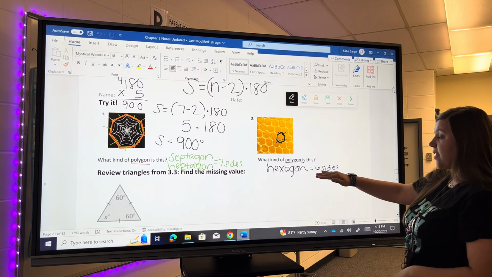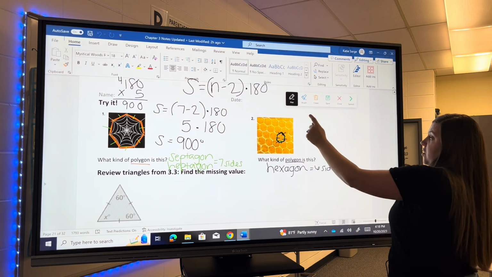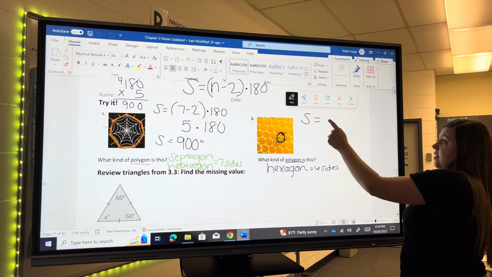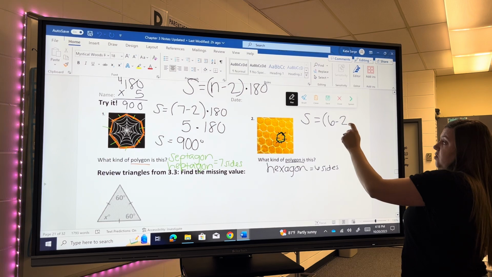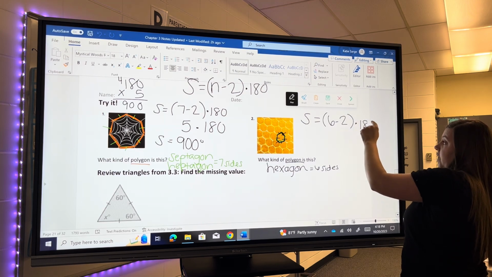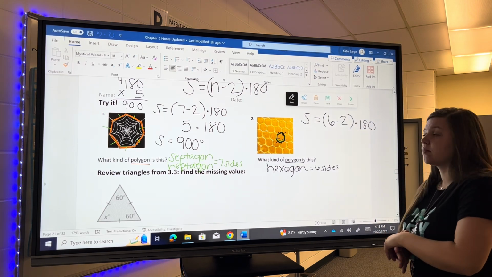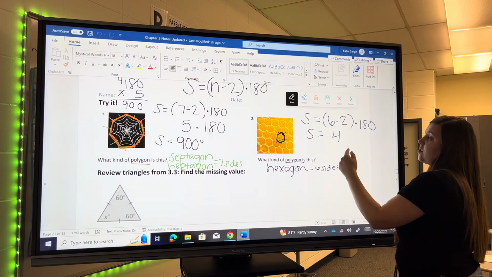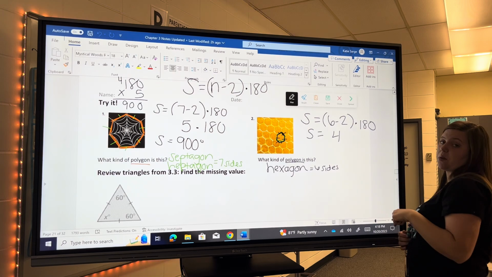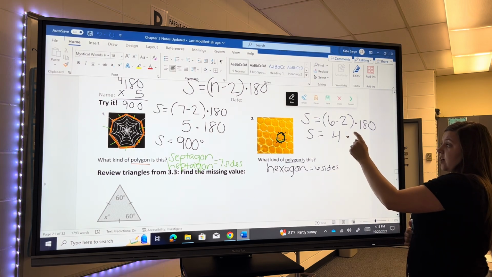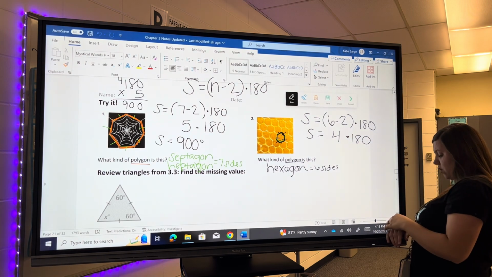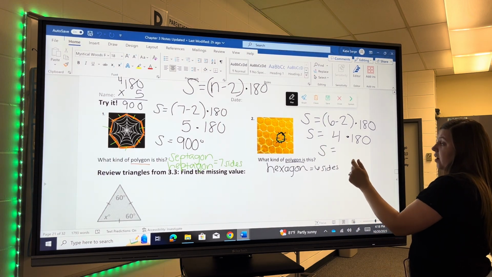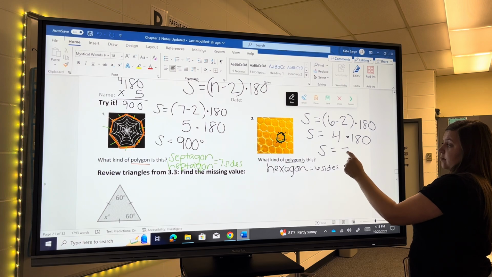And now we use that information, plug it into our equation. So S equals number of sides, which is 6, minus 2. We're going to multiply by 180. 6 minus 2 would give me 4. That tells me the number of triangles that are in that shape. Okay, 4 triangles times 180 in each of those triangles would give me a sum of 720.